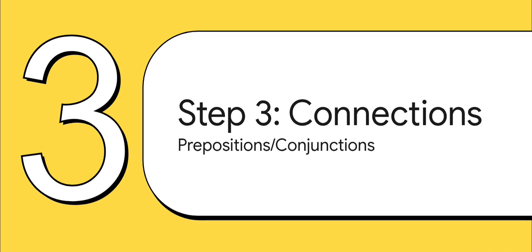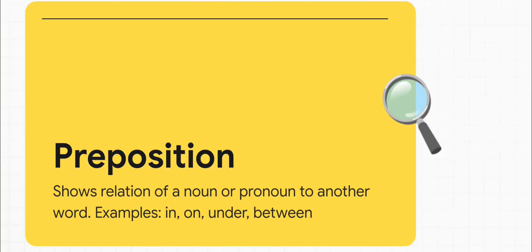But now it's time to give it more context, to connect it to other ideas. We need the glue and the bridges of language: prepositions and conjunctions. Prepositions might be little words, but man, are they powerful. They show relationships, usually about location, time, or direction. They tell us where or when the action is happening.